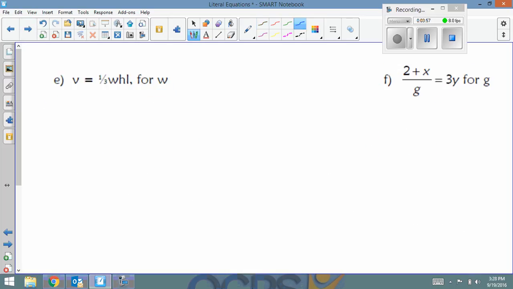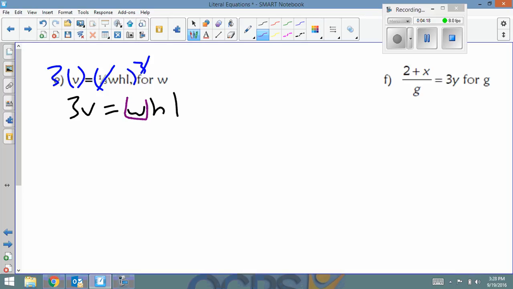So again, in this case, we're solving for w, but first we have to get rid of that fraction. Remember, to get rid of a fraction, you're going to multiply by the denominator of the fraction, which in this case is 3. Whatever I do to one side, I got to do the other. So that 1/3 gets canceled out with that 3. So we're going to have 3v equals whl.